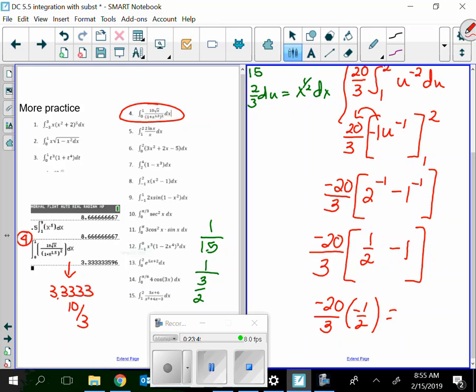We got a negative times a negative. We got a 2 that goes into 20, 10 times. Answer is 10/3, which I checked with the calculator.